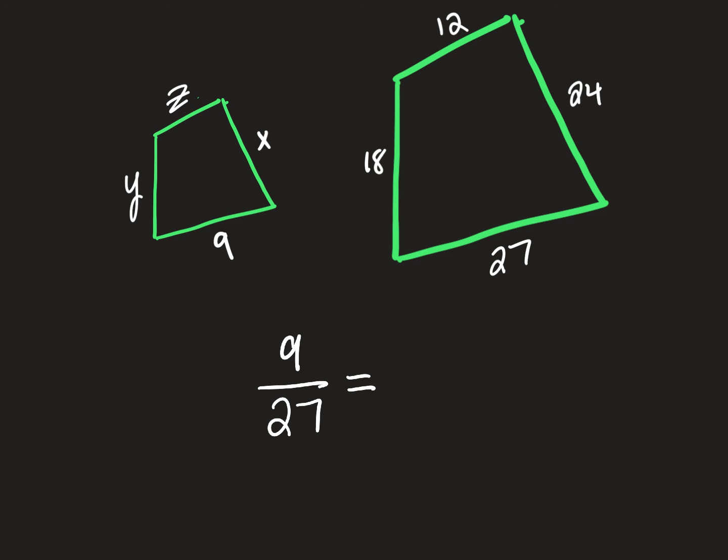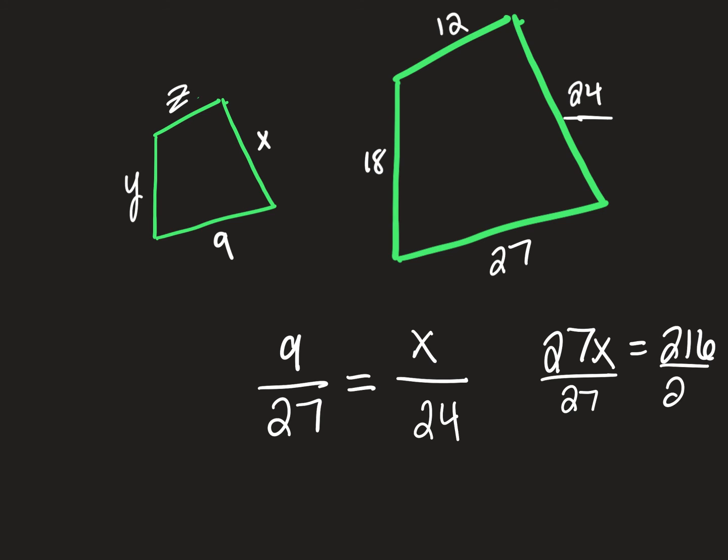And then let's find x first. So since I want to find x, it's in my smaller figure, and I'm going to put it on top. And then I'm going to put it over the corresponding side to x, which is 24. And then again, we're going to cross multiply and solve. So 27x is equal to 216, and then divide by 27. So then x is 8.